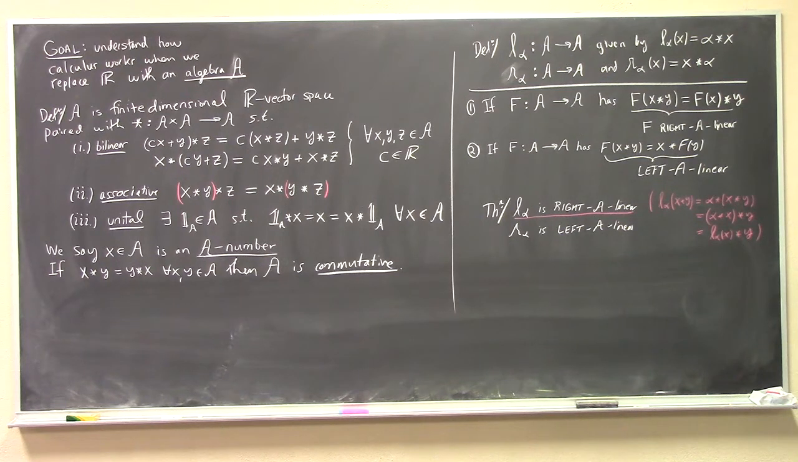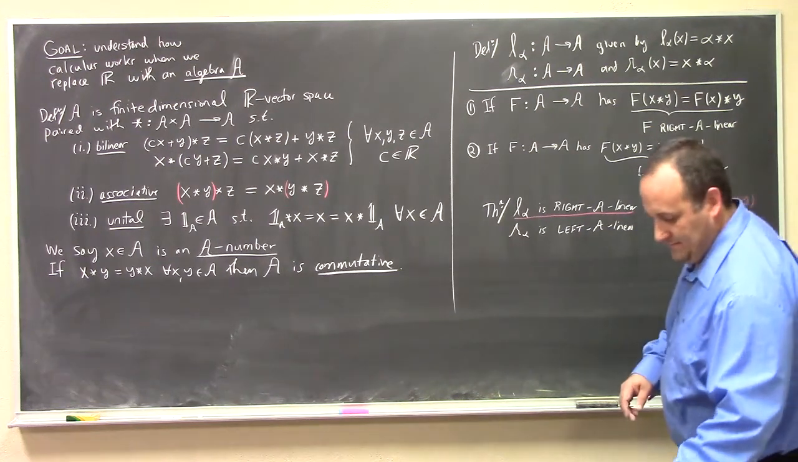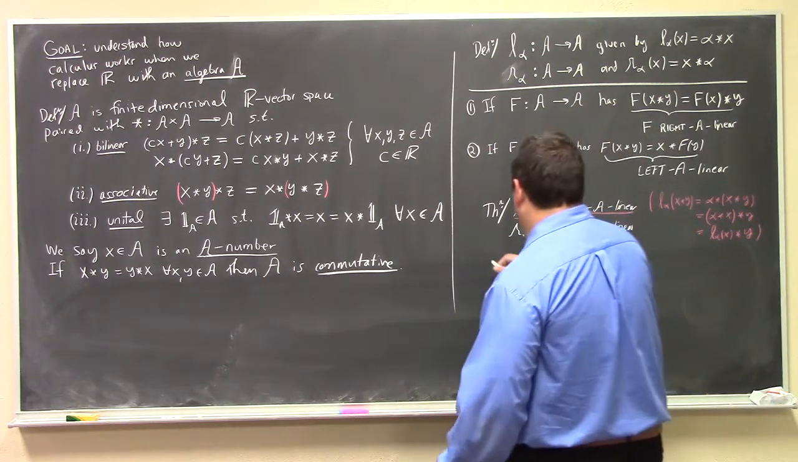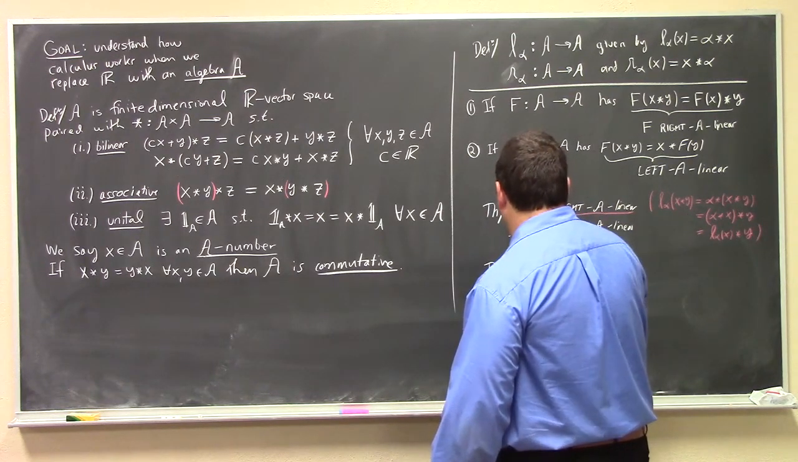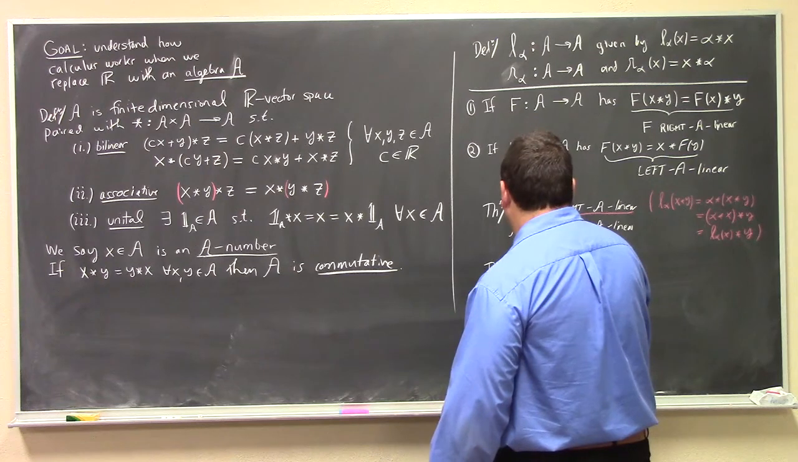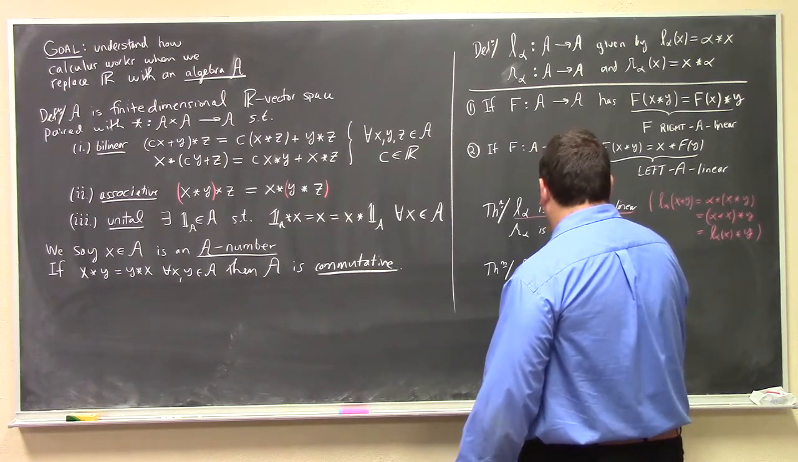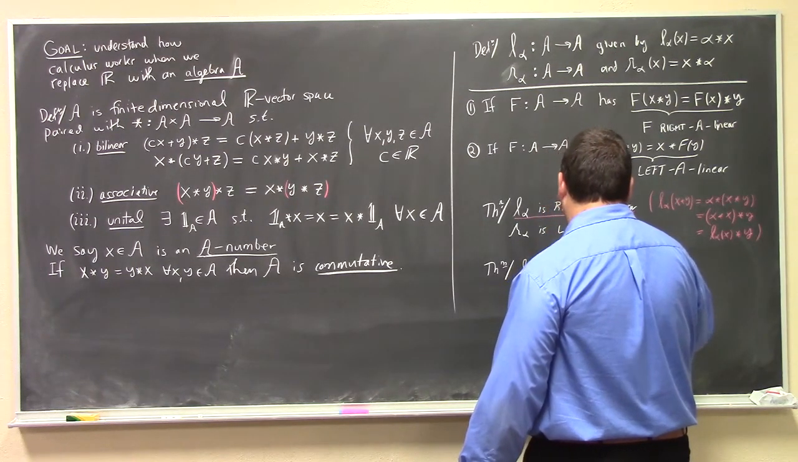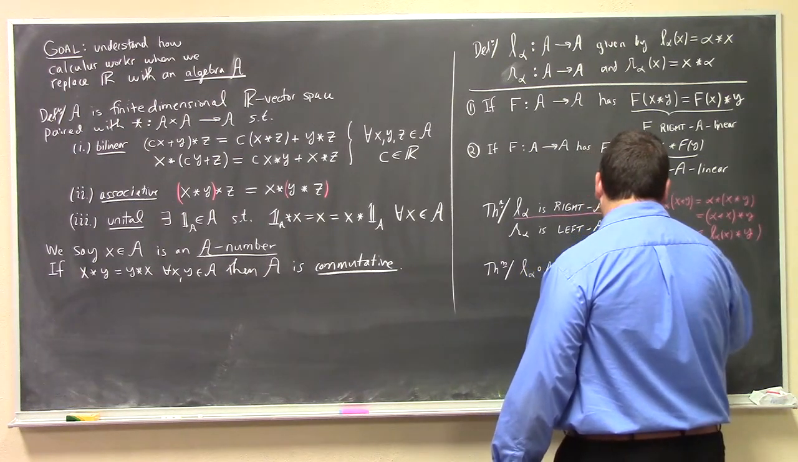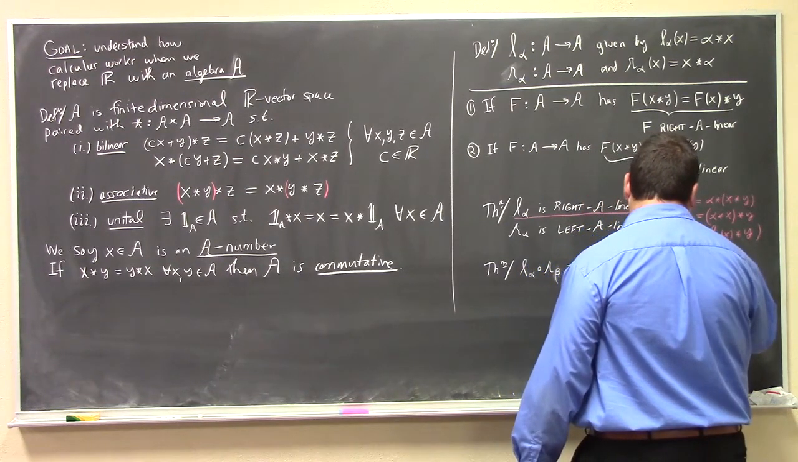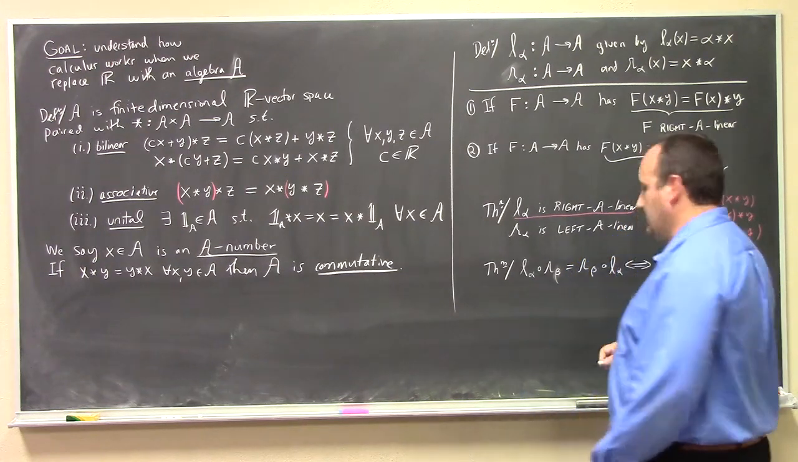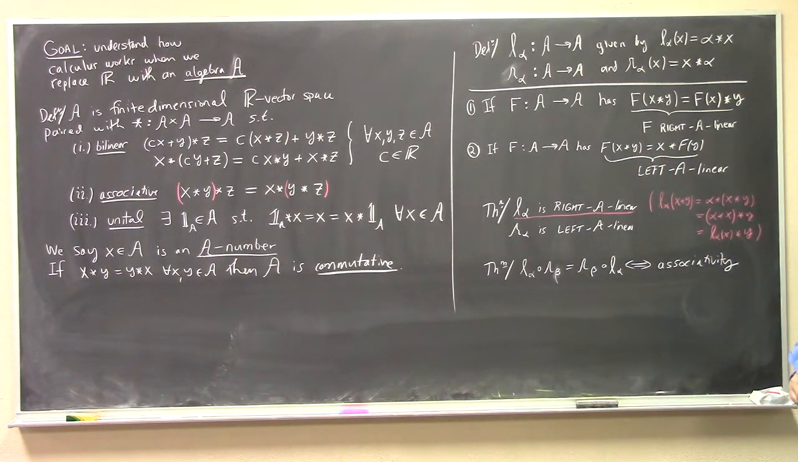Another bit of fun associative algebra stuff, which isn't super important to my research, but is a fun comment to make at this point, is that L alpha composed with R beta equals R beta composed with L alpha is equivalent to associativity of the algebra.